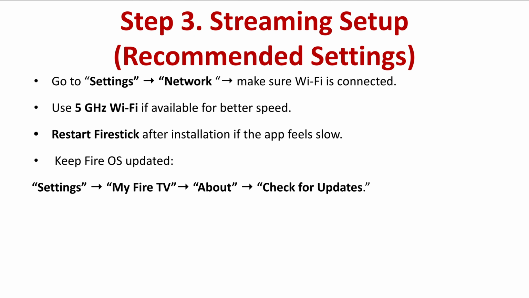Step 3 is streaming setup. Recommended setting: go to Settings, then Network, and make sure Wi-Fi is connected. Use 5 GHz Wi-Fi if available for better speed. Restart Firestick after installation if the app feels slow.